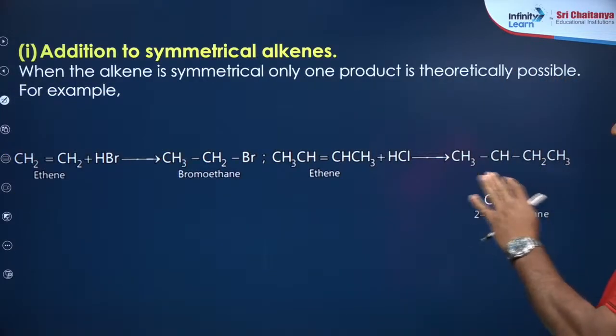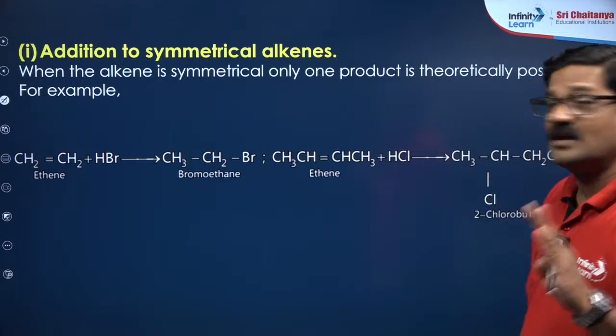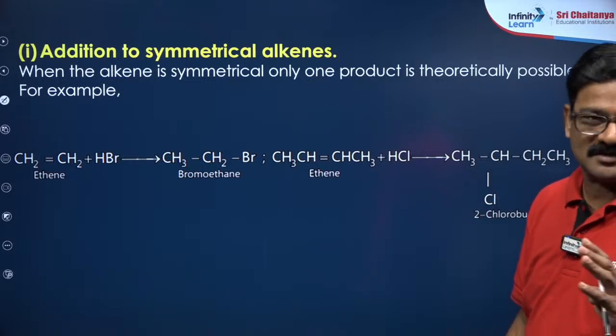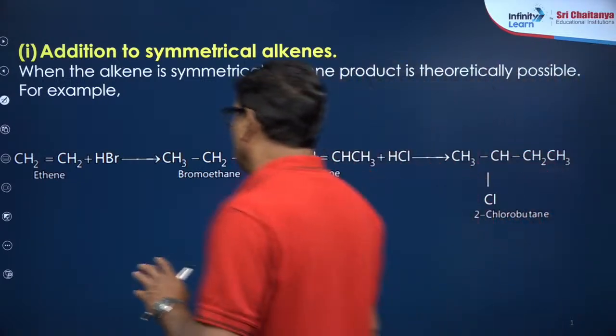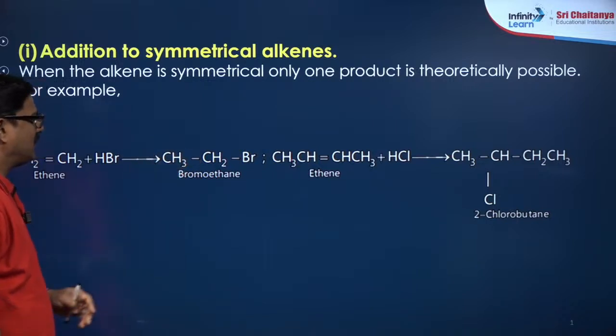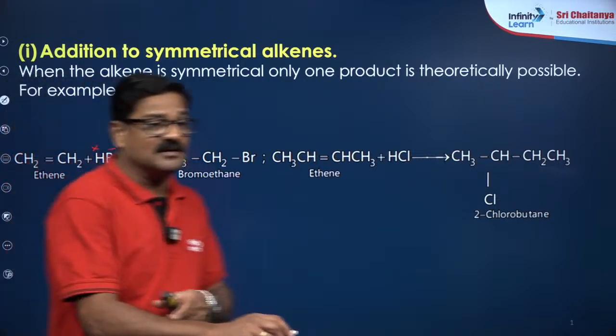So how does addition happen to a symmetrical alkene? No trouble, we can directly form the product. HBr is added to ethene, so you get bromoethane. Hydrogen attaches here, H plus and Br minus.